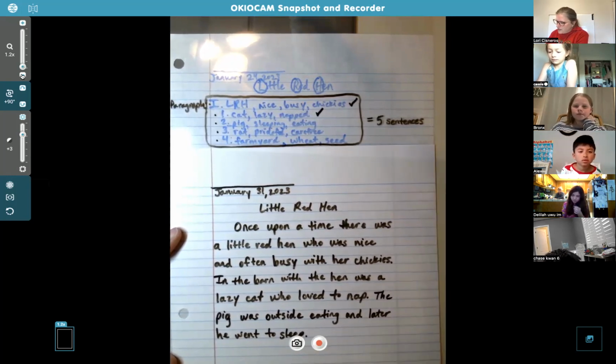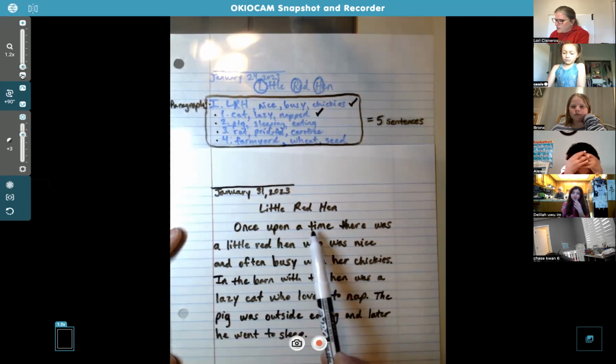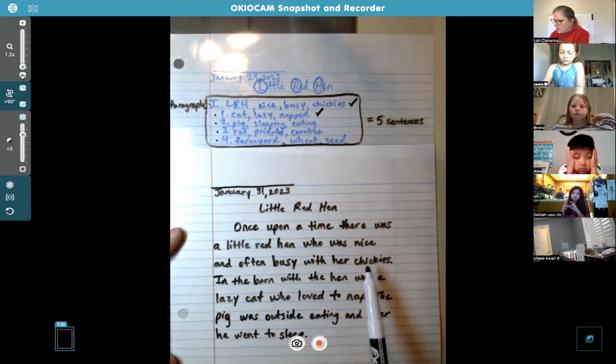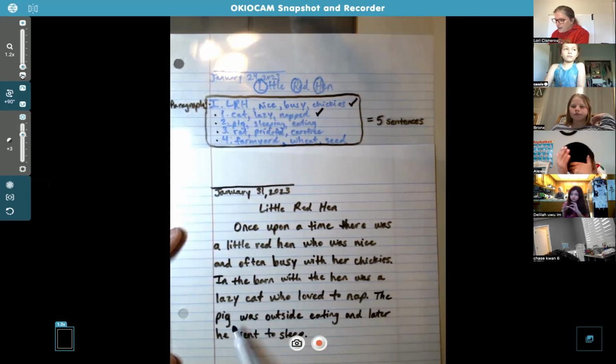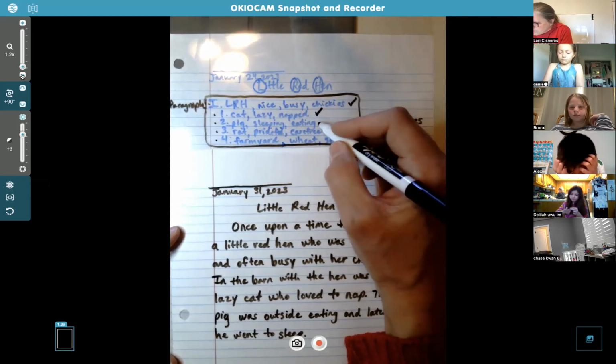But notice how I said the pig was outside. So I'm giving a visual to the reader. I'm not just saying there was a pig, there was a hen, there was a cat. I'm kind of giving a visual of what's happening in the story. So now we have, once upon a time, there was a little red hen who was nice and often busy with her chickies. In the barn with the hen was a lazy cat who loved to nap. The pig was outside eating and later he went to sleep. Okay, so now we have that sentence.